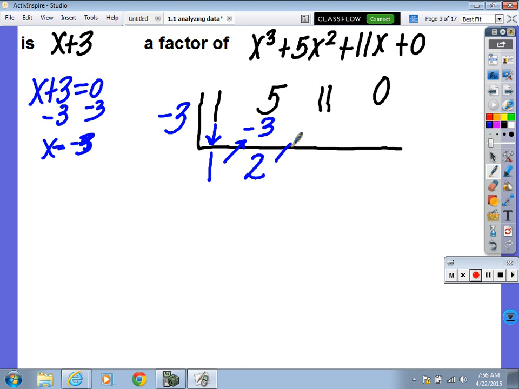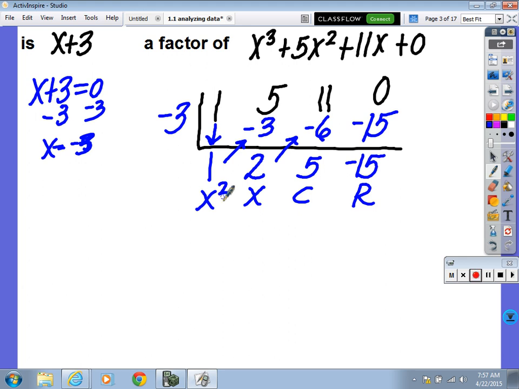2 times -3 is -6. We add straight down. And then 5 times -3 is -15. We add straight down and we get -15. So this is our remainder. If that's our remainder, then this is our constant. If that's our constant, then this is x. If that's x, this is x squared. So this polynomial became 1x squared. So I'm just going to write x squared plus 2x plus 5 with a remainder of -15.